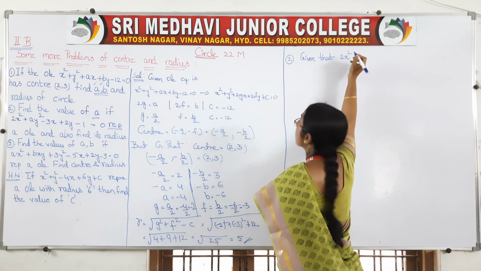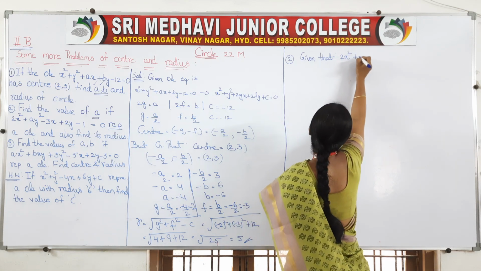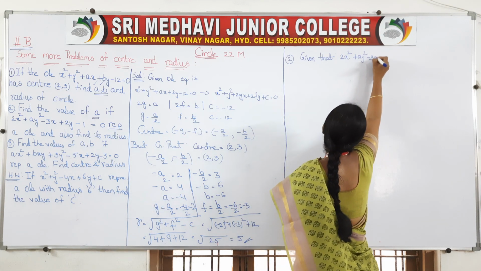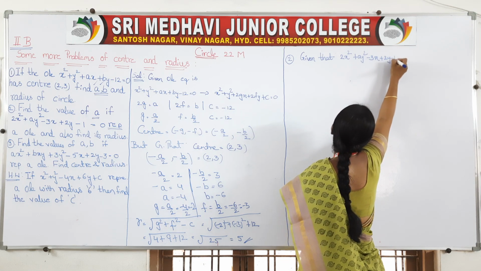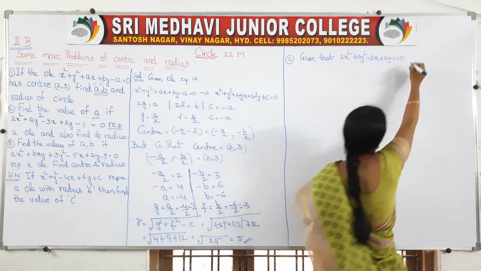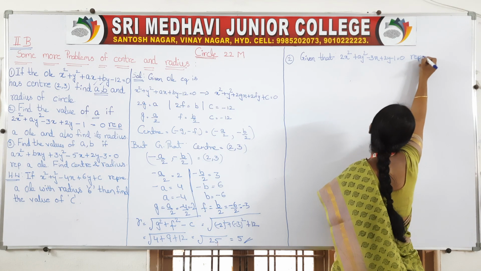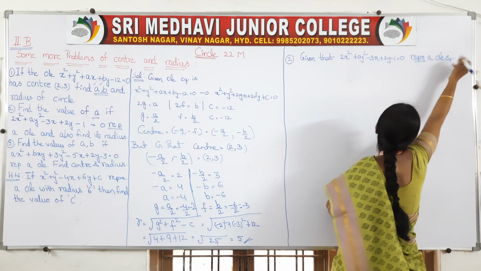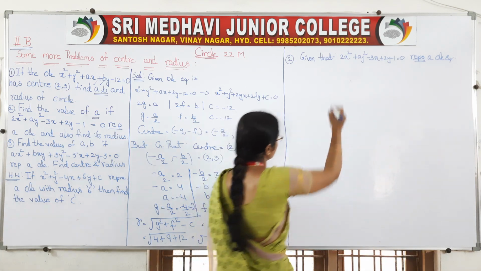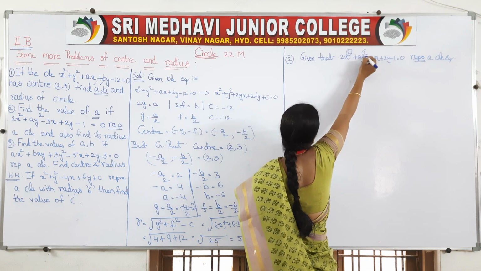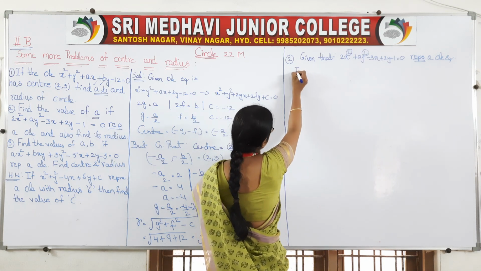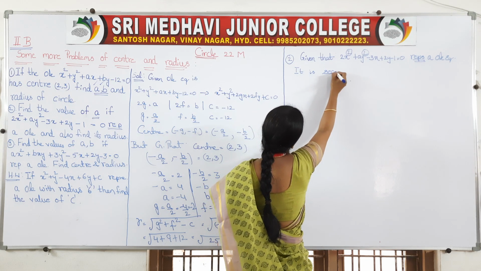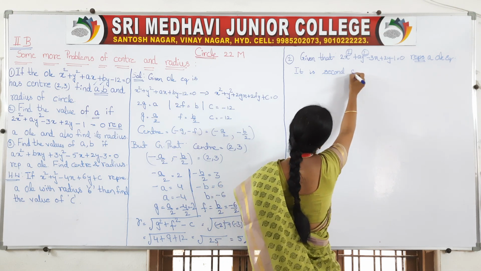2x square plus ay square minus 3x plus 2y minus 1 is equal to 0 represents a circle equation. Observe this equation: the higher power is 2, so it is a second degree equation.